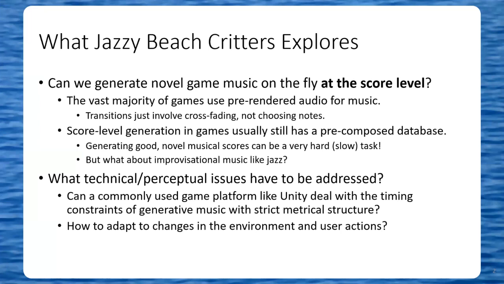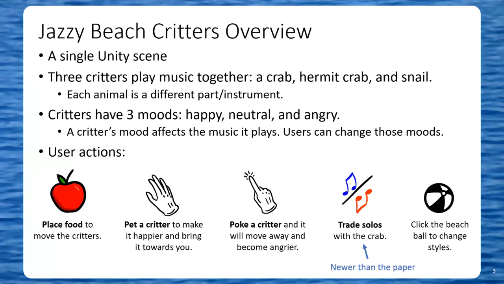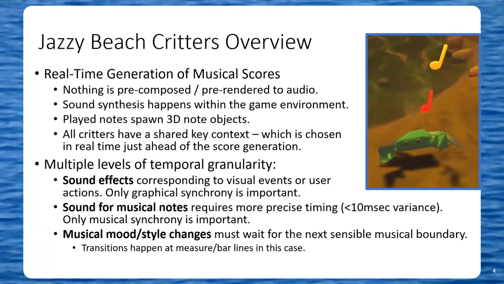Some of these slides I just had in case I couldn't show you things through the game. The game, as it happened, worked just fine, so I will skip this. This is just summarizing what I just said about the 3 levels of temporal granularity that we had to deal with: sound effects need to be at the graphical rate. Sound from musical notes has to be at a much faster rate. There has to be less than 10 milliseconds variance for things to sound synchronized.